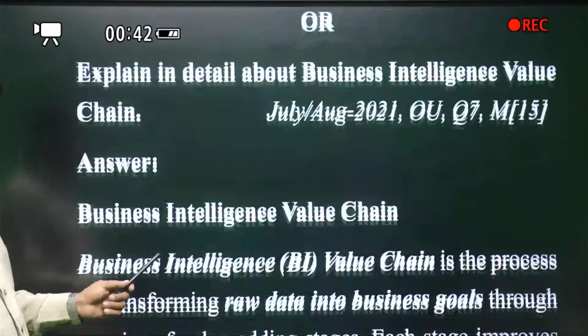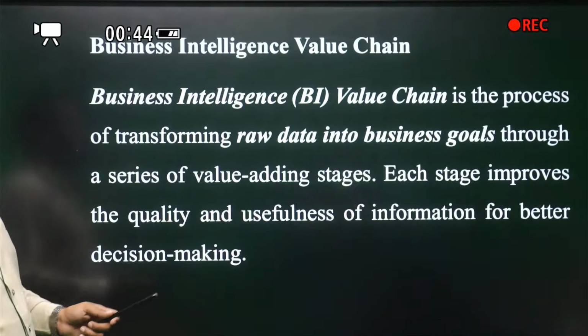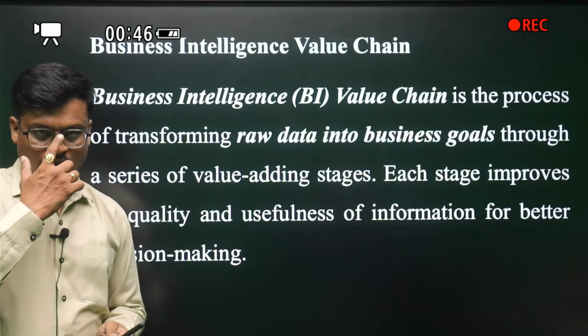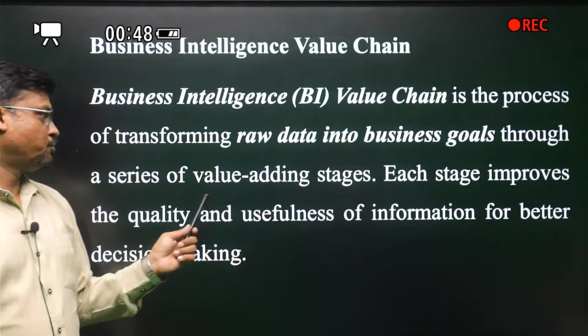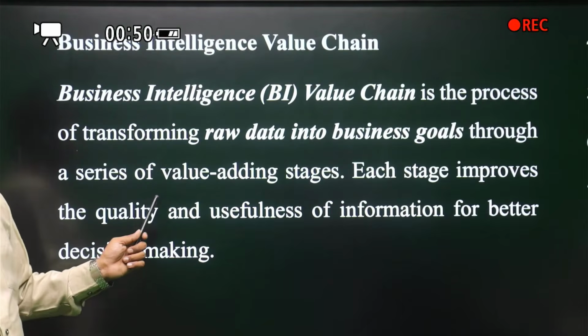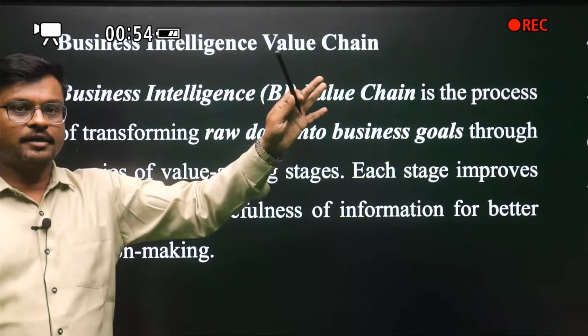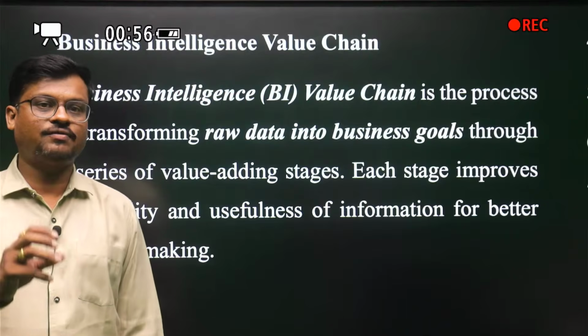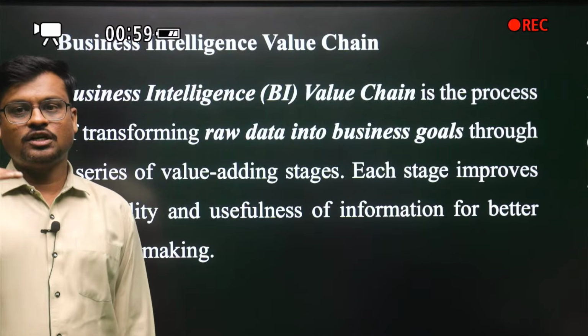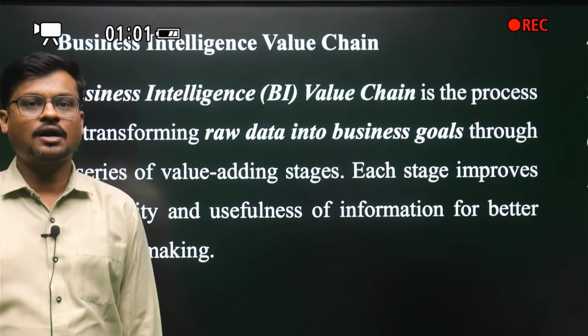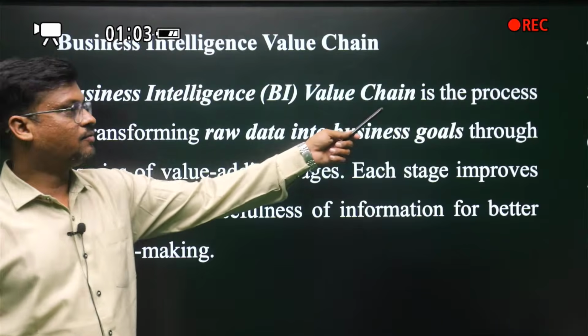Okay, so first, what is business intelligence value chain? The business intelligence value chain is the process of transforming raw data into business goals. The strategic planning, the objectives which were defined for your organization, you need to meet them with the help of your raw data. That is considered your value chain.